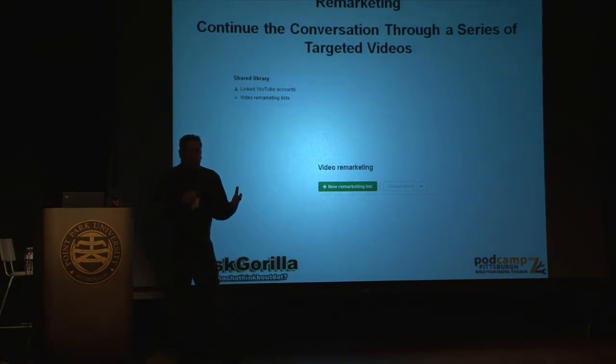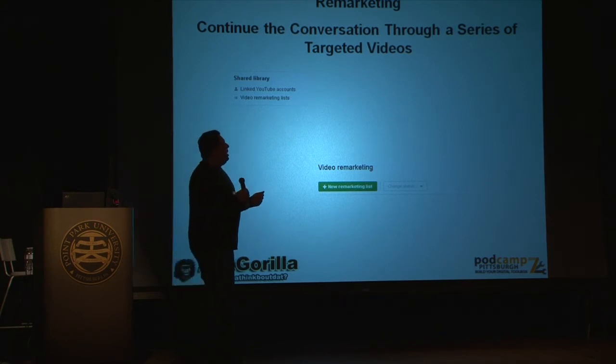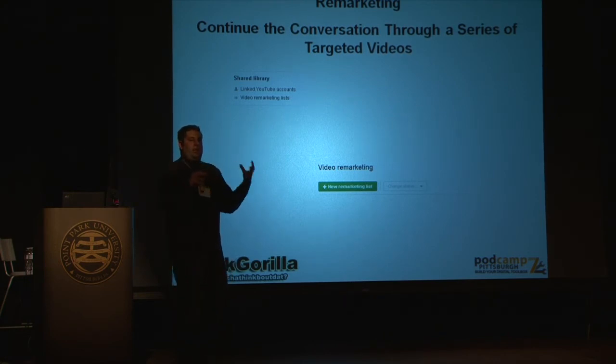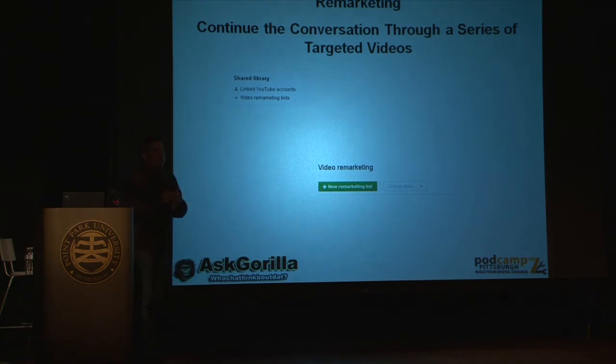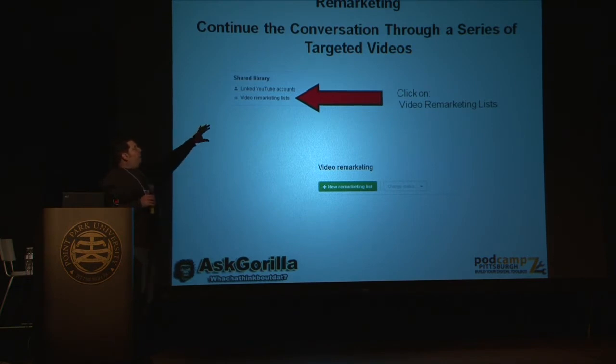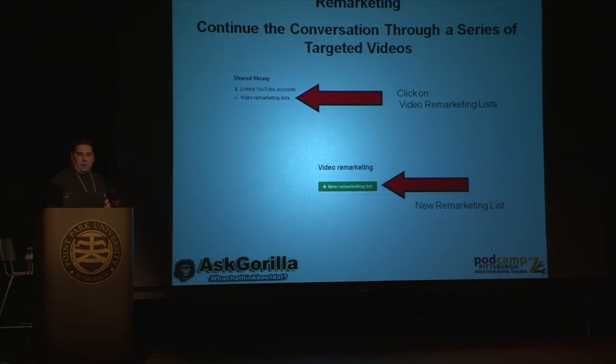Remarketing takes a little bit of prep. You do it before you do the campaign, and what you're going to end up building is these lists of people. So the first thing you do on the left-hand side is called Shared Library, and you'll see the video remarketing list. Click that, and then you're going to do a new list, a new remarketing list.